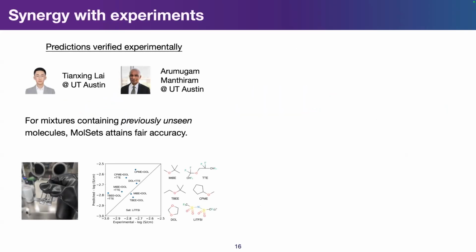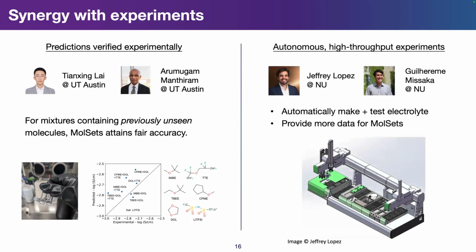And another thing we could do with such a powerful model is the synergy with experiments. As an initial demonstration, our collaborators at UT Austin have used low throughput experiments to experimentally validate MOSET's predictions on some mixtures. These mixtures contain previously unseen molecules, so it's more challenging, but we have a fair accuracy. And moving forward, we are collaborating with the Jeffrey Lopez group here at Northwestern to integrate MOSET into a high throughput experimental platform. So they are building a robotic system that could automatically make and test electrolytes. We hope MOSET can both guide their experiments and also benefit from the more data they are collecting.